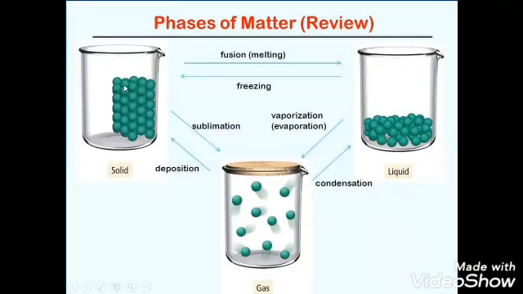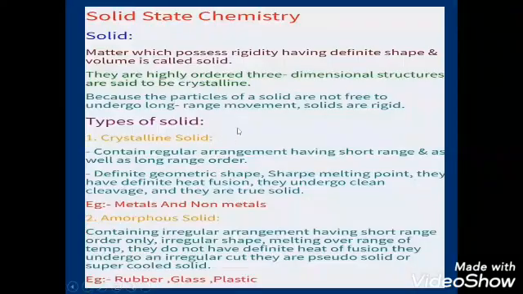And as a result, what happens? The particles cannot move around freely. So solids are rigid in nature, having a definite shape. So you already know what a solid state is. It is the state of matter which possesses rigidity and has a definite volume. Why do they have a definite volume? Because their compressibility is very low, because the interparticle space is very less. And they are highly ordered three-dimensional structures. So this one we will be discussing now.